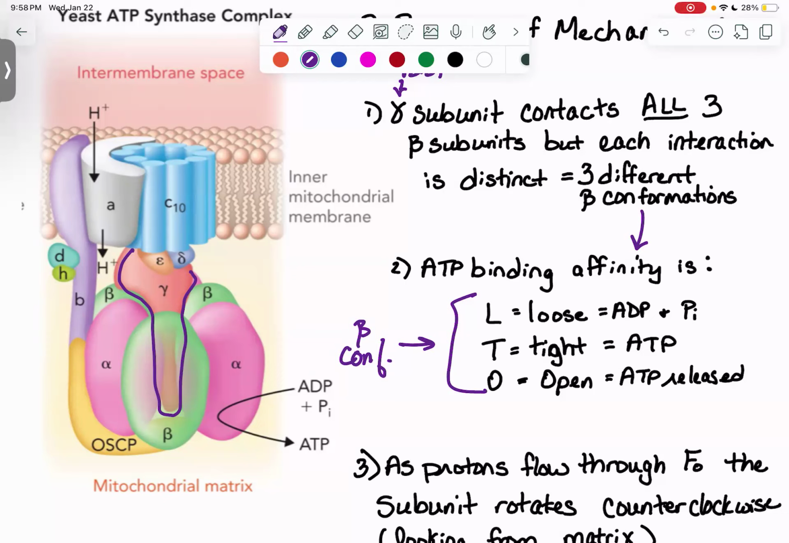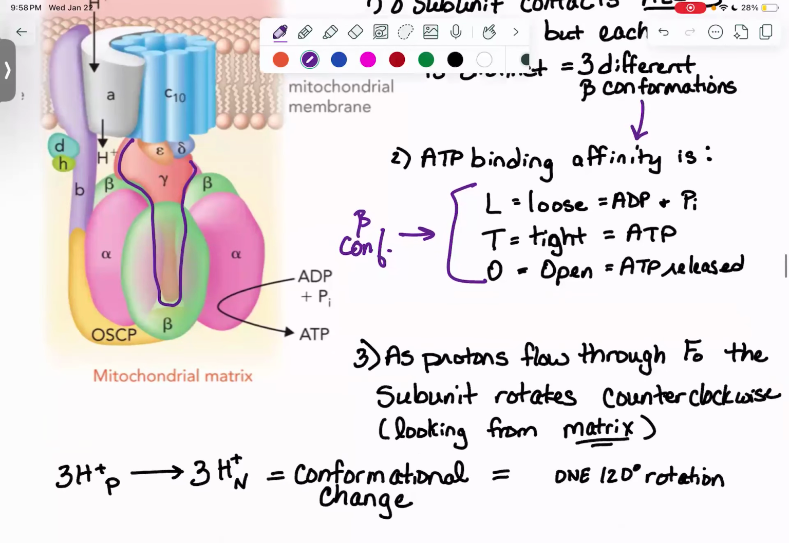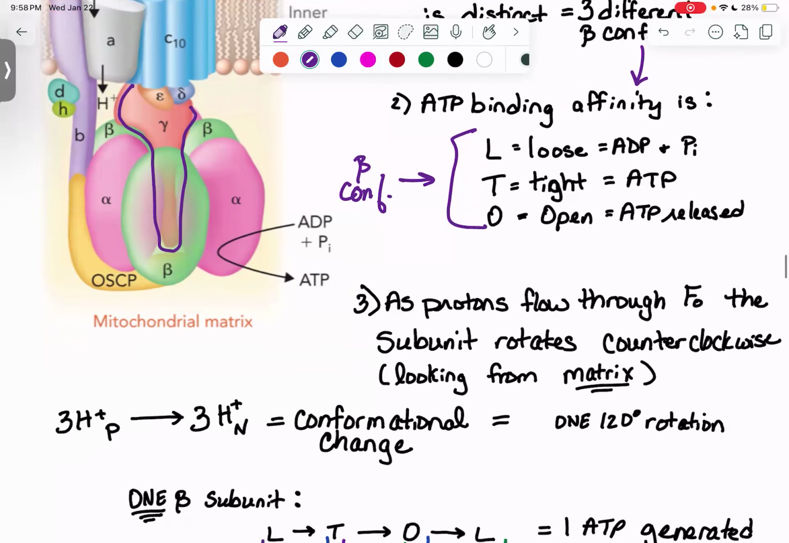So let's take one step back and think about our protons. Our protons are flowing through that F naught. And as the protons flow through the F naught, the subunit is rotating. And it rotates, if you look up from the matrix, counterclockwise. And it's really nice in the animation. It's hard for me to show you that, but it's really nice in the animation. So for every 3 protons in the inner membrane space that transition to the matrix, we get that conformational change.